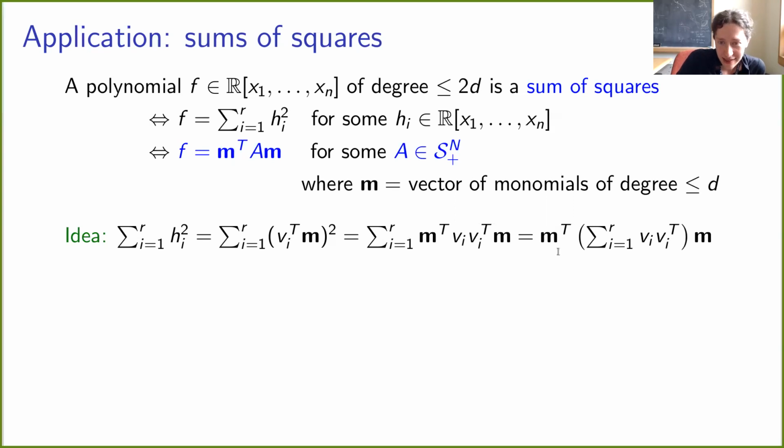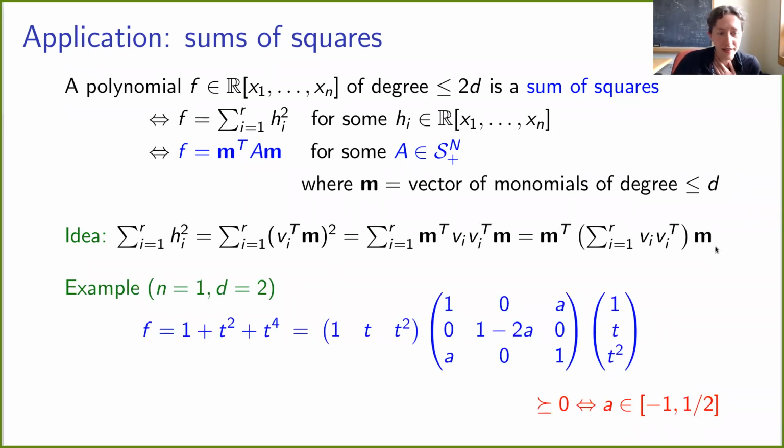And now this is linear in this rank 1 matrix v_i transpose. So we can pull the m's out, and then we're writing m transpose times some positive semi-definite matrix times m. And so what this means is that testing if a polynomial is a sum of squares becomes tractable using semi-definite programming.